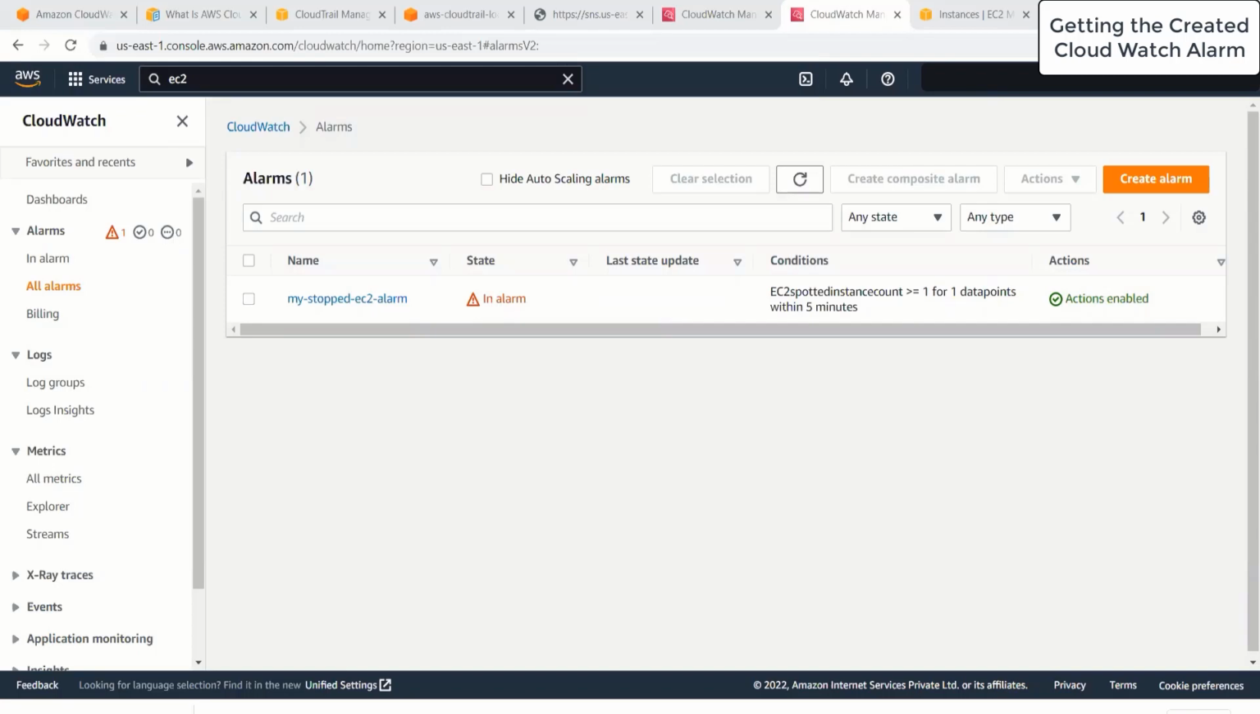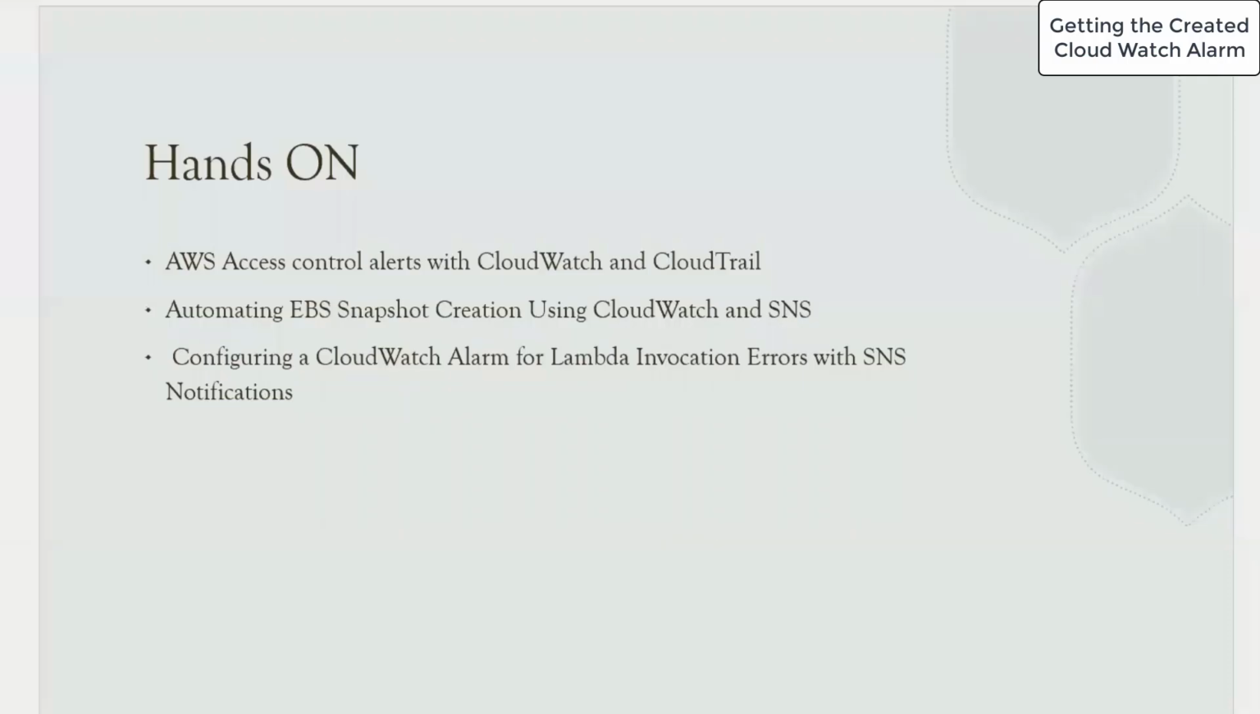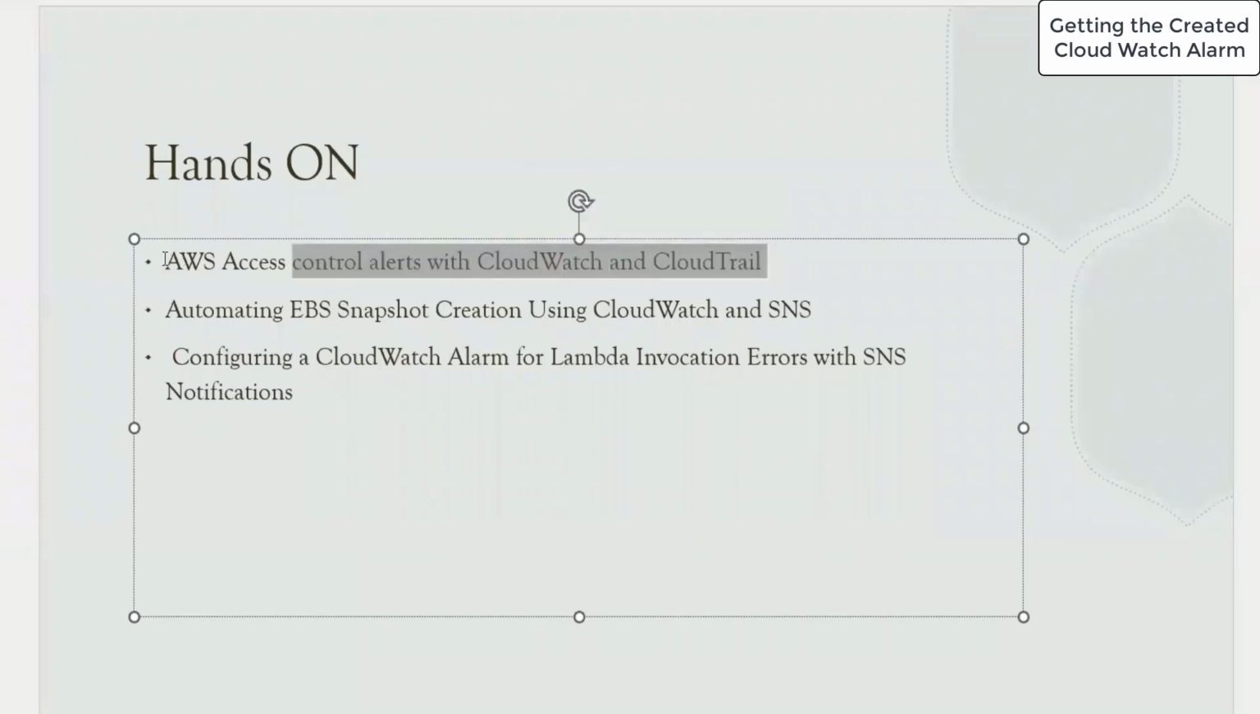So this completes the overall hands-on learning on this activity, that is how we can access the AWS control alerts with CloudWatch and CloudTrail. This is the activity that we have completed right now.